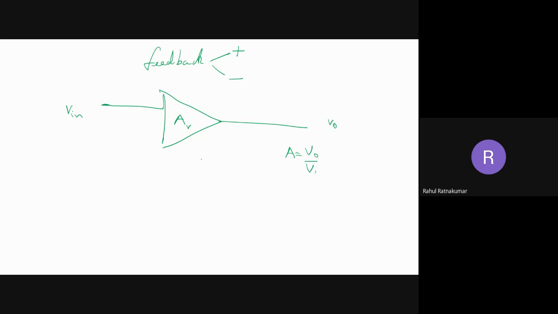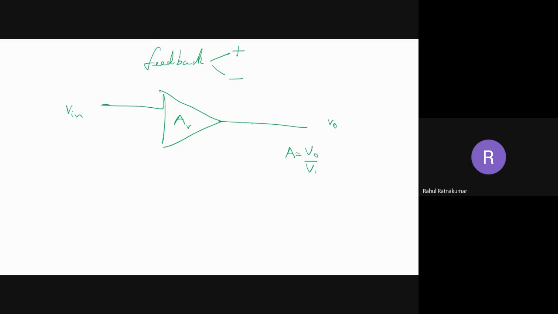Now one more important thing we want to discuss is that there are different kinds of feedback. Feedback can be positive feedback or negative feedback. So what is feedback? Say I have an amplifier here, this is V input, V output. So what is gain? A stands for gain. Gain is nothing but output divided by input. So this is without feedback.